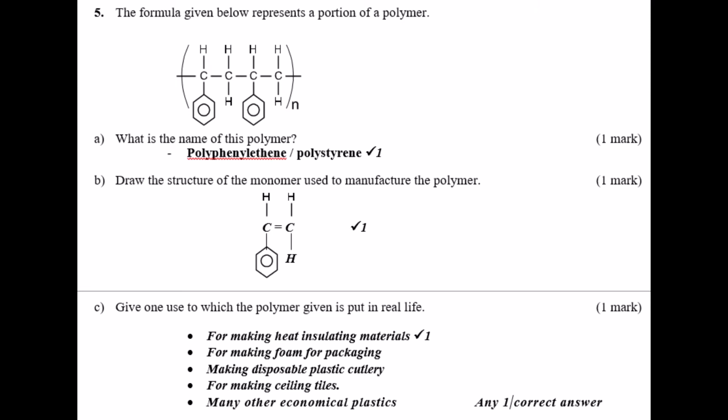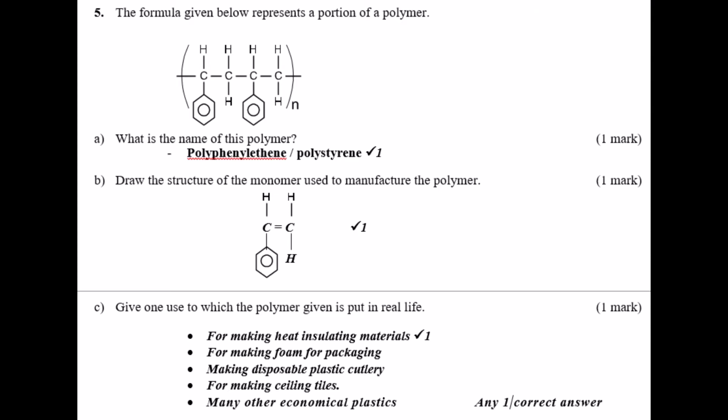Remember, if you look at it keenly, these are repetitions of 2 units or 2 monomers, because they are very identical. So the name of the polymer is polyphenyl ethene. When you have the benzene ring attached to an alkyl chain, we call it phenyl. Otherwise, the common name is polystyrene.